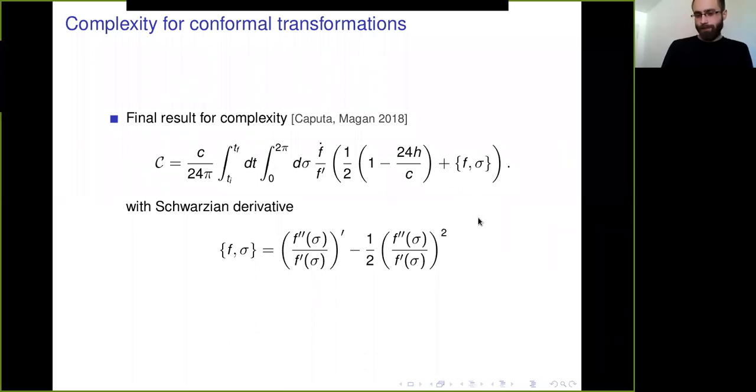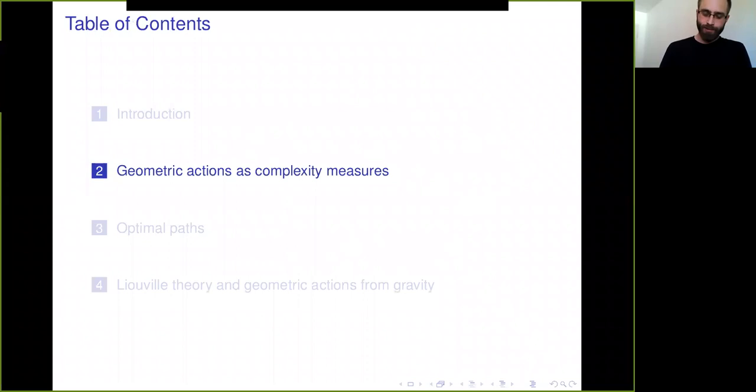And later on, we will slightly modify the cost function and with that also slightly modify the complexity function, and then we will see that this Schwarzian derivative slightly changes, and this will lead us to a geometric action. But before going there, I will first explain to you what geometric actions are in the first place.